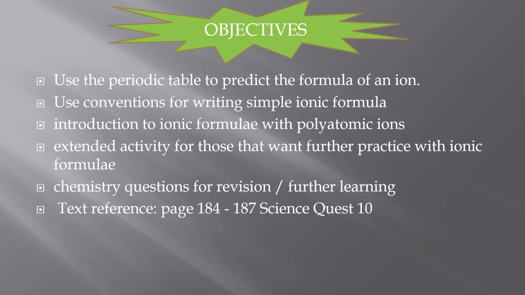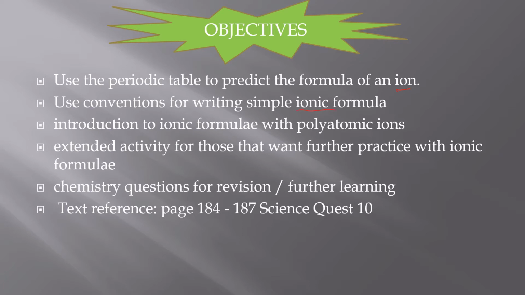What are we going to look at? We're going to look at the periodic table to predict the formula of an ion. Remember, an ion is just a charged particle. Because the atom has gained or lost electrons, it's become charged. Because the electrons it gains or loses are charged, hence we could call that an ion.